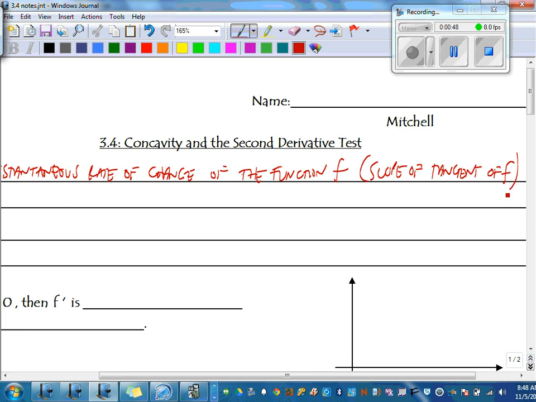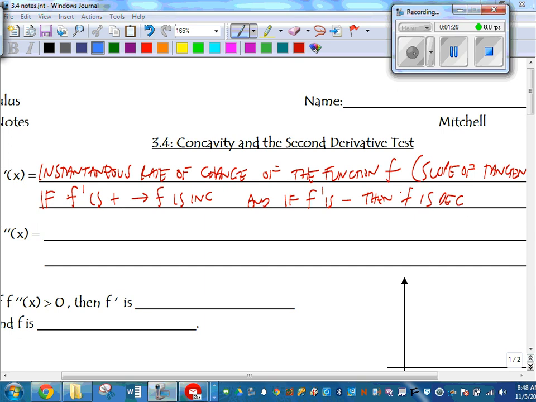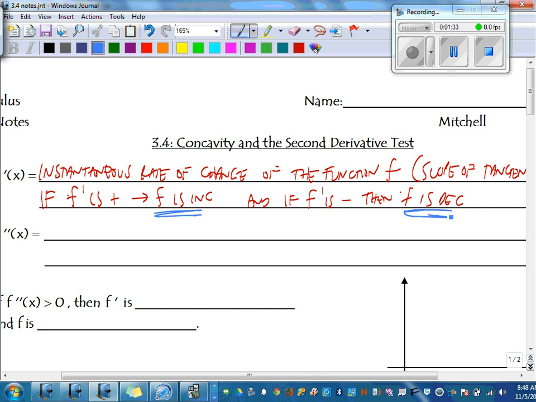of f. So we can use that to figure out the slope of the tangent line at any point on the function f. And we recently talked about the fact that if the derivative of f is positive, then f is increasing. And if the derivative of f is negative, then the original f is decreasing. So the derivative of f tells us if f is increasing or decreasing. It tells us that slope, the instantaneous rate of change.